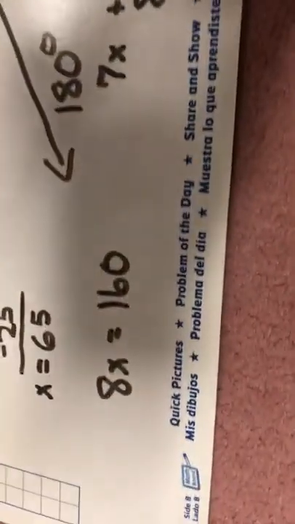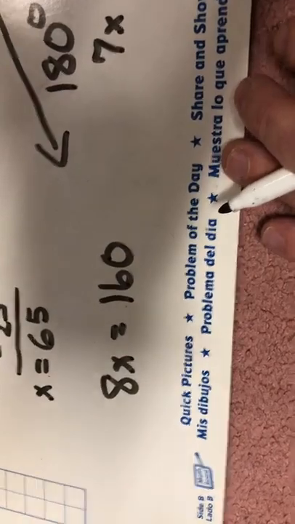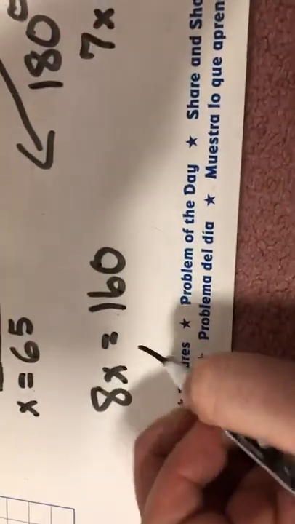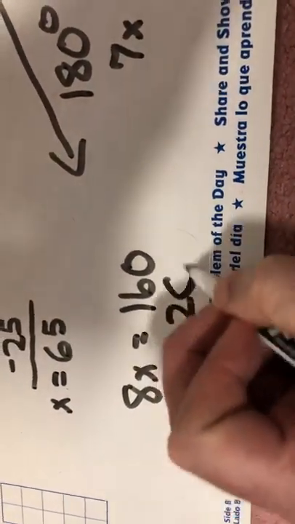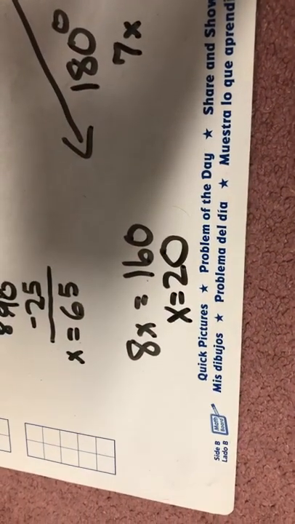So I'm going to come over here to 8x equals 160. Well, now I know I just have to divide by 8. And 160 divided by 8 is 20. x equals 20. And that's how you solve that.